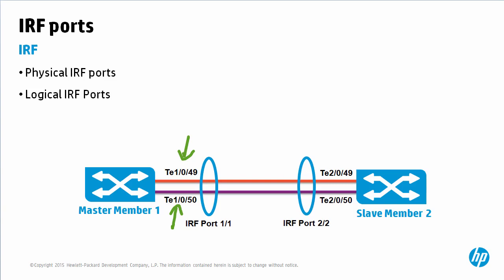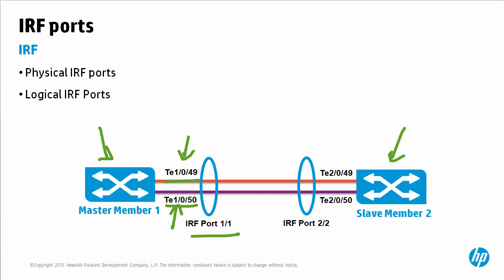IRF does not use standard link aggregation for the connection between the members in an IRF system, but as an analogy, the same concept is true. Physical interfaces are associated with a logical interface and are now dedicated to that function. An IRF port allows you to bond one or multiple physical interfaces to the logical IRF port for greater throughput.